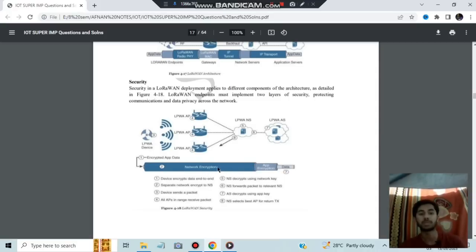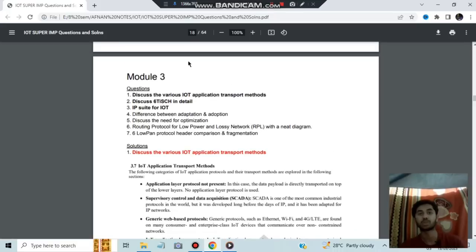Encryption will be used: network encryption, inside the app encryption, and inside the data encryption will be there. This is the hierarchy which you have to write, and that was about module 2. Let's move on to module 3.